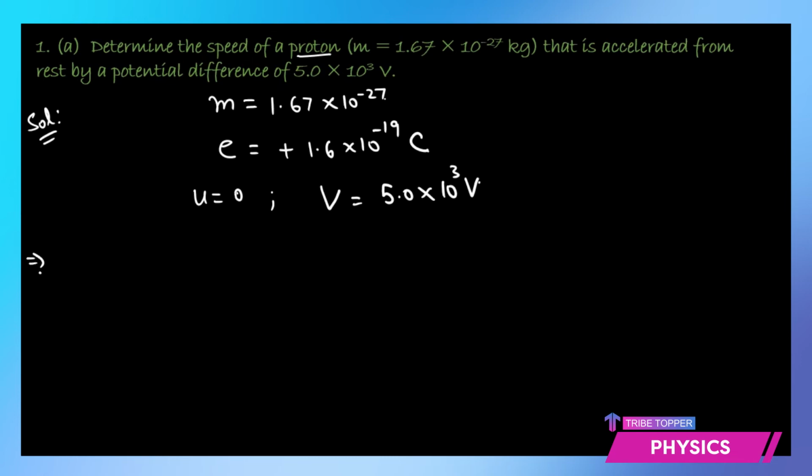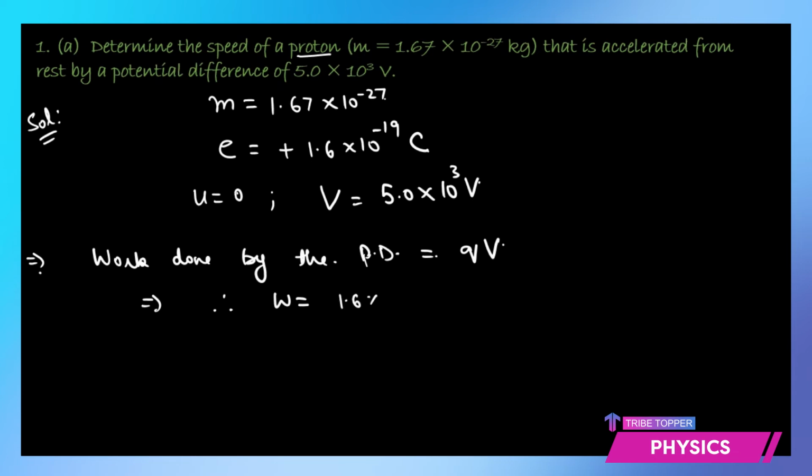Okay, so first of all, let's find out how much work is done in accelerating this proton by the electrical force. So the work done by the electric force, that means by this accelerating potential difference, is equal to QV. We just learned that. So work done is equal to Q, the charge we are talking about is a proton, so 1.6 times 10 to the power negative 19, times V. How many volts have we applied? 5 times 10 to the power 3 volt. So this gives me a value of 8 times 10 to the power negative 16 joules.